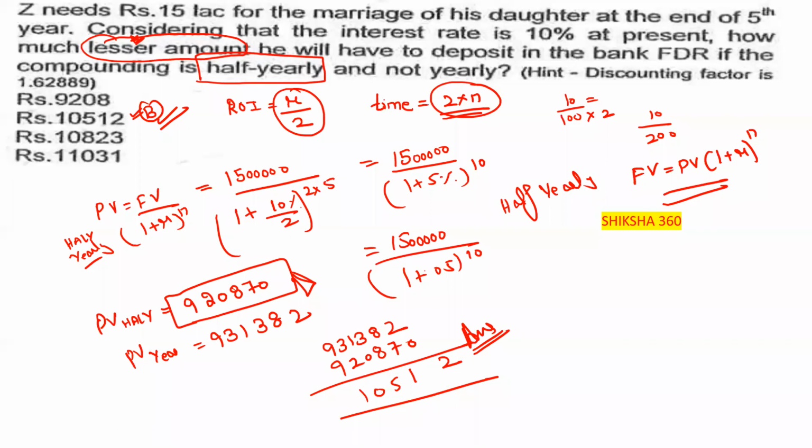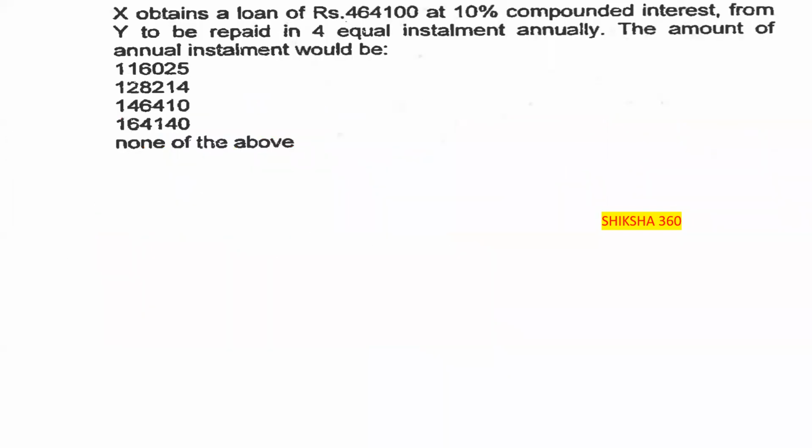So now move to the next question, question number 3. I request all of you, please try to solve this question. What they are saying here: X obtains a loan. Clear? X obtains a loan of 4,64,100 rupees at 10% compound interest from Y.